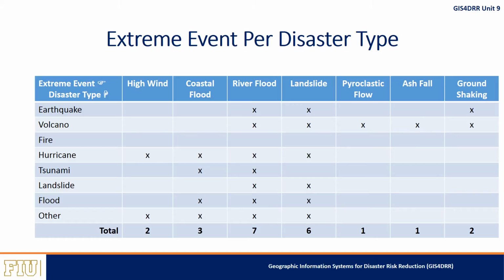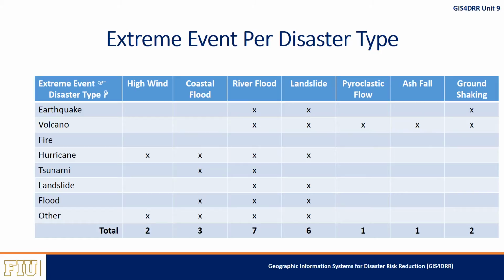So looking at this table, you can see that many of these different events can trigger these specific hazards here. So you see an earthquake can cause a river flood, a landslide, and ground shaking. Typically, landslide and river flood are together because a landslide can block a river and cause a river flood. So if you're wondering how an earthquake can cause a river flood, that's how it does it.